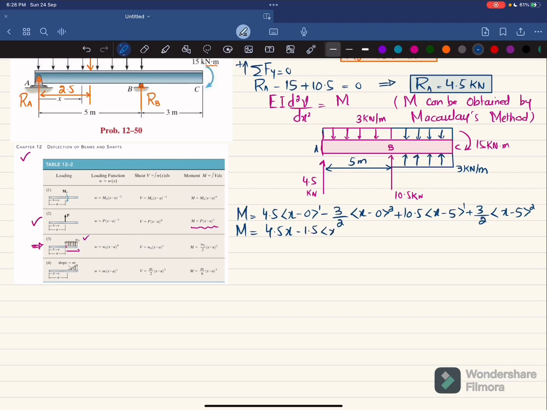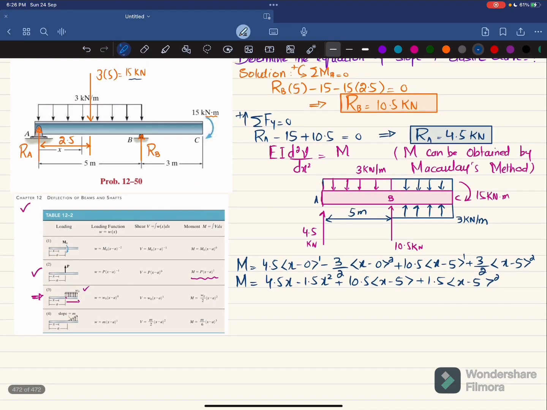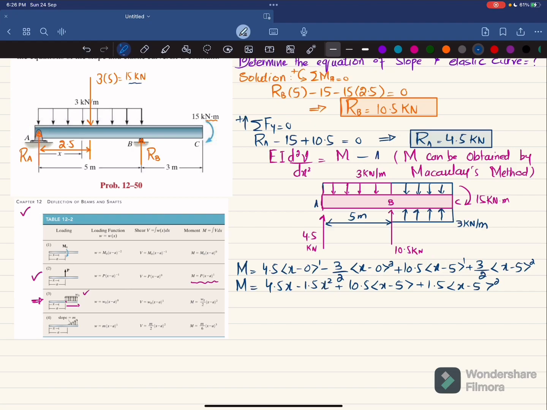Okay, so if we simplify this equation, the moment equation will be equal to 4.5x minus 1.5 times x square plus 10.5 into x minus 5 plus 1.5 times x minus 5 power 2. So this is your moment equation, and let this be your equation number A.